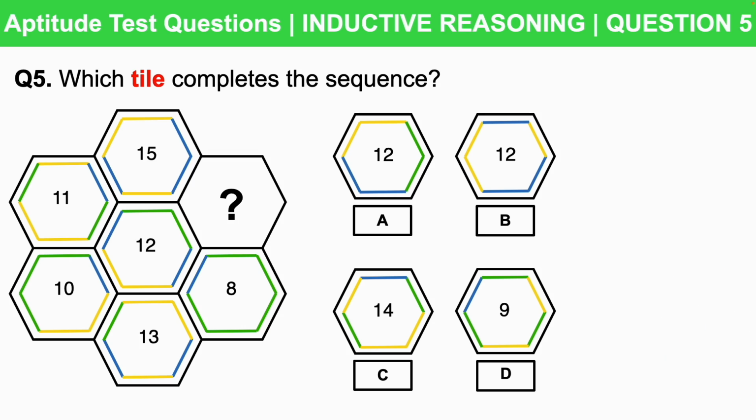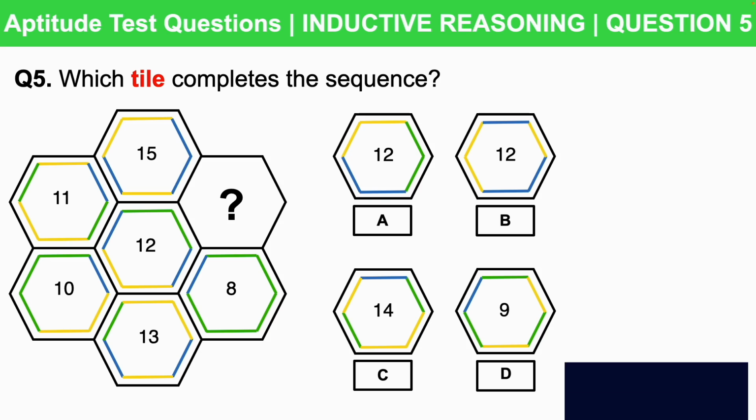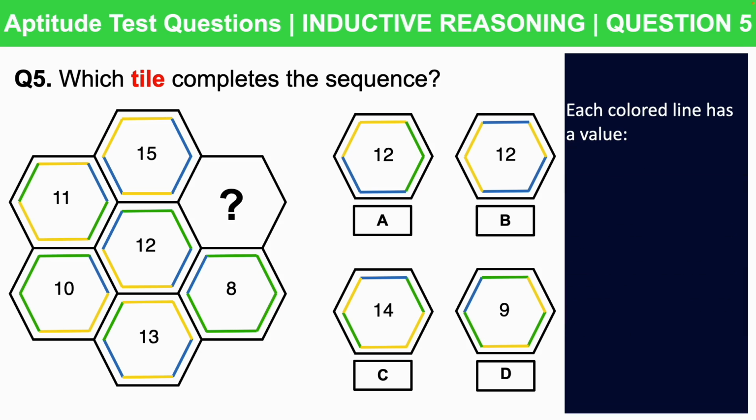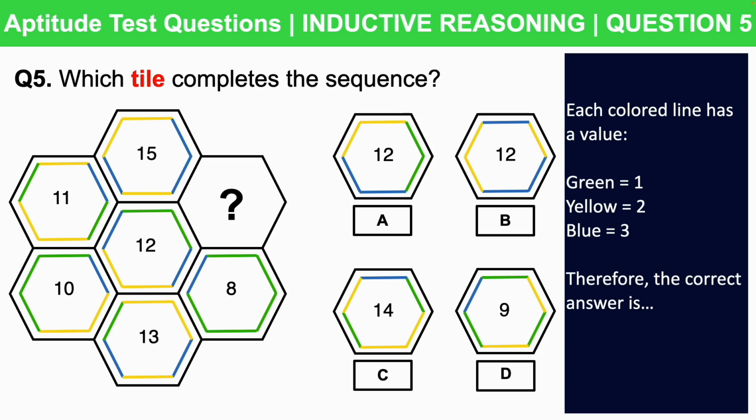You're doing fantastic so far, well done for sticking with these questions. I know they can be tough. How did you get on with that one? Well, this question type can be tricky. The sequence here is in each individual tile, it's the colours. So each coloured line has a value. Green equals 1, yellow equals 2, and blue equals 3. Therefore, the correct answer should have been A.